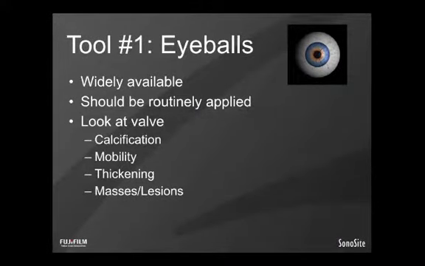So we spoke of the first tool, which is a 2D technique, and the eyeball technique of looking at the valves, not unlike our gross assessment in other domains of point-of-care echo, should be routinely applied. Assessing the valves with your eyes involves looking at the valve itself, looking for the presence of calcifications, looking at the relative mobility of the valve leaflets, the presence of thickening of the valve leaflets, and the presence of any masses or lesions which may be attached to the valves.